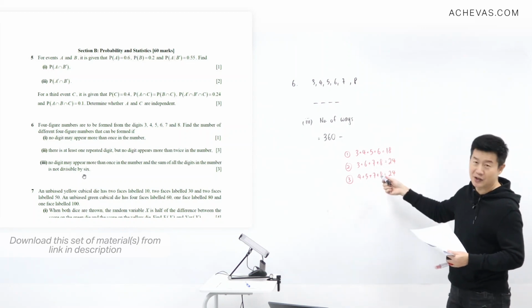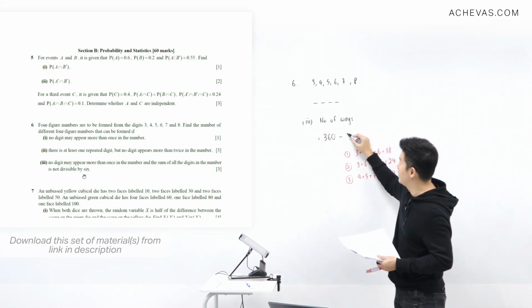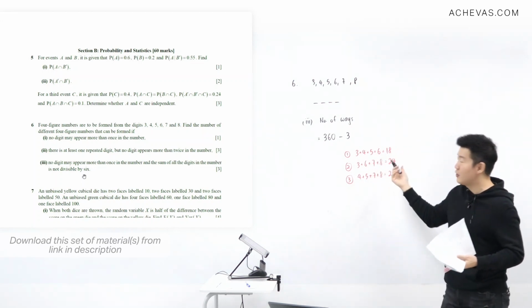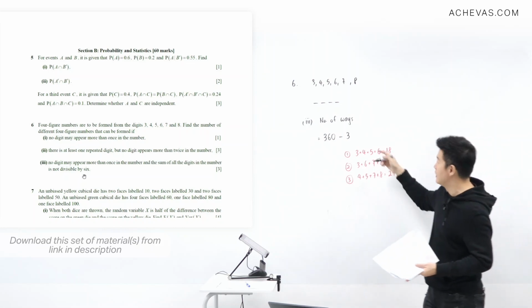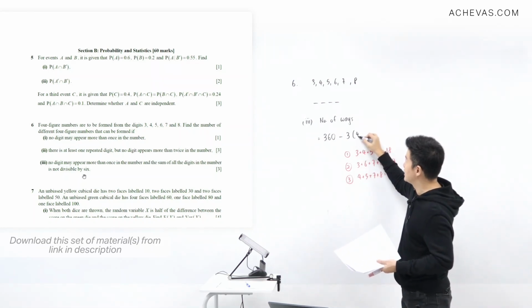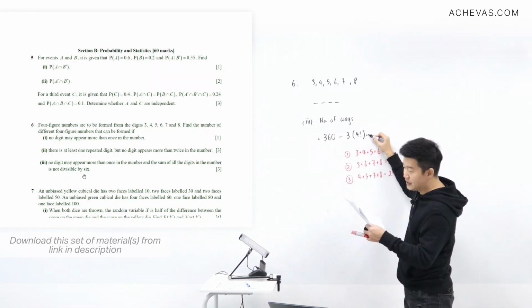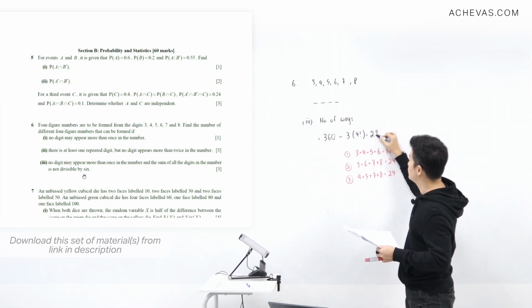So I'm going to minus away these 3 cases. There are 3 of them: 3, 4, 5, 6; 3, 6, 7, 8; and 4, 5, 7, 8. They are all unique numbers, so arranging them individually is simply 4 factorial. And this will give us our answer, 288.